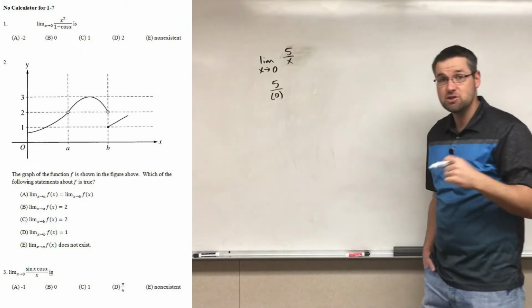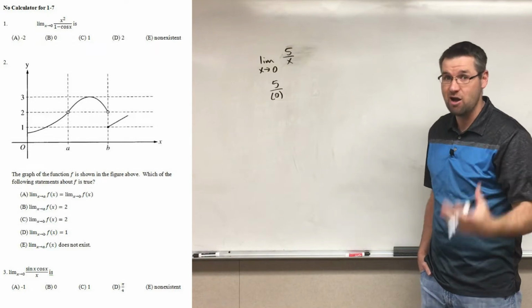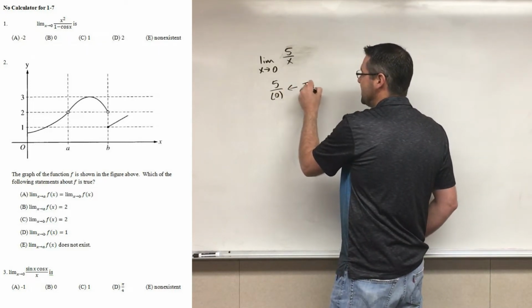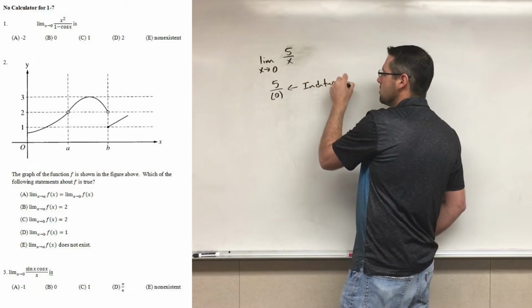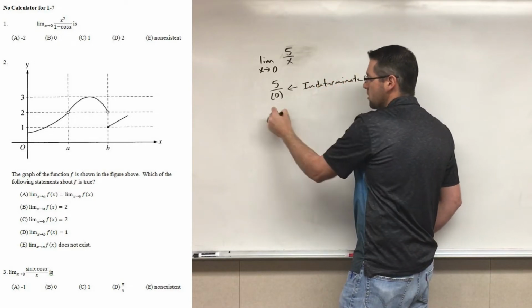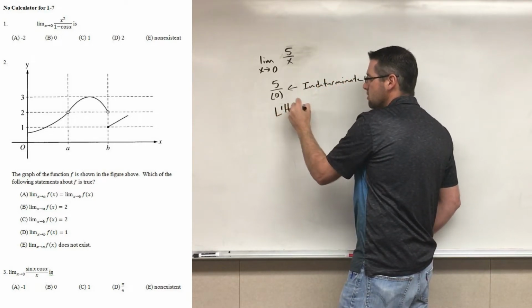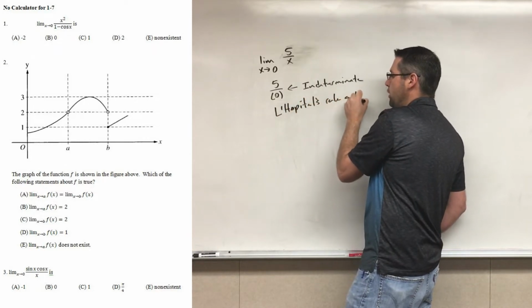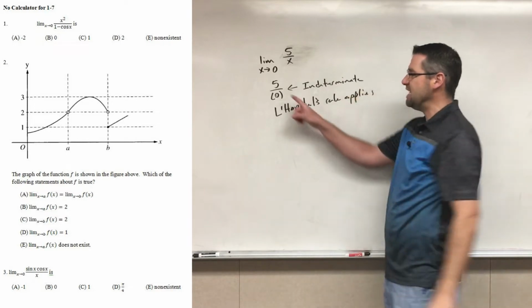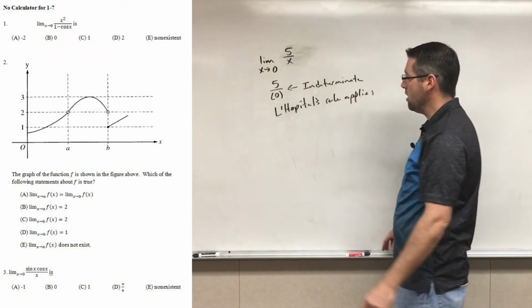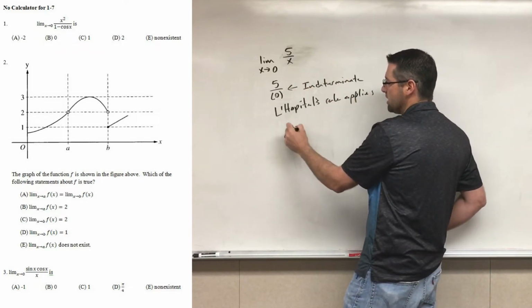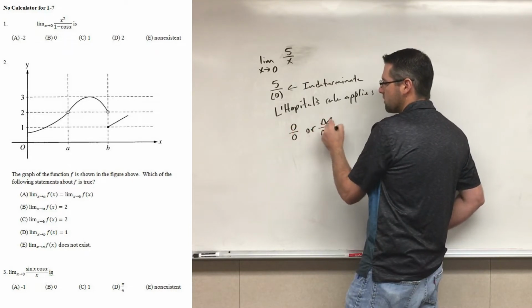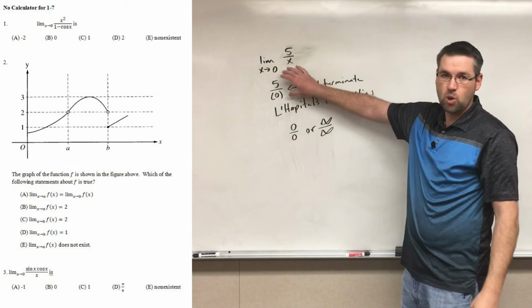Now here's where a lot of students get stuck. This is why they're getting lost. This is why they're getting it wrong. Students went straight from here and they said, oh, that's an indeterminate form. Therefore, L'Hopital's rule applies. No, because this isn't indeterminate. Okay? L'Hopital's rule only applies when you have 0 over 0 or infinity over infinity. This is neither one of those.